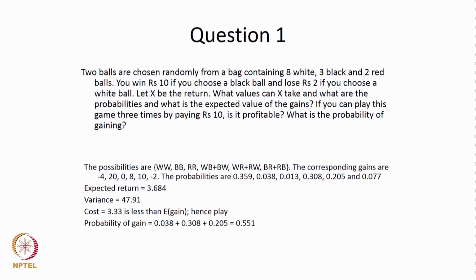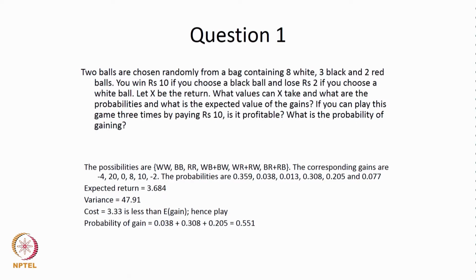Since 2 balls are chosen, there are 8 plus 3, 11 plus 2, 13 balls. So, the 2 balls could be chosen as white and white, black and black, red and red. It could be white black, black white. It could be white red, red white. It could be black red and red black. Now, the corresponding gains are given. So, -4 because you lose ₹2 if you choose a white ball. So, if we do a WW, then it is -4. So, the gains are written here -4, 20, 0, 8, 10 and -2.